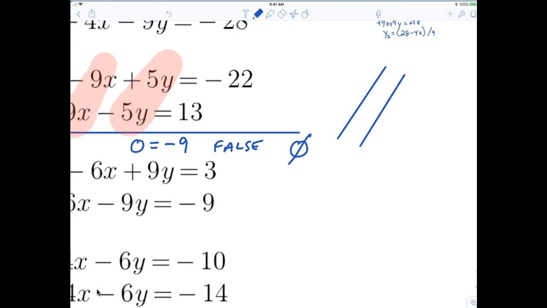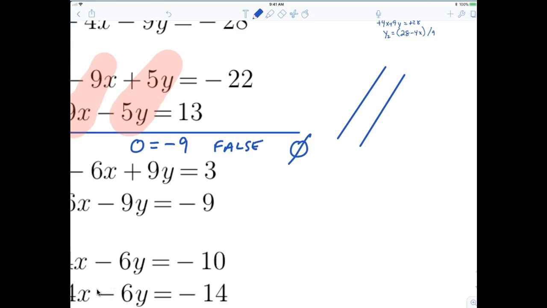All right? It's the same line. So here's where you had to listen to me. If 0 equals 0, it's the same line. If 0 equals 5, they're parallel lines. All right, that's how you tell the difference.